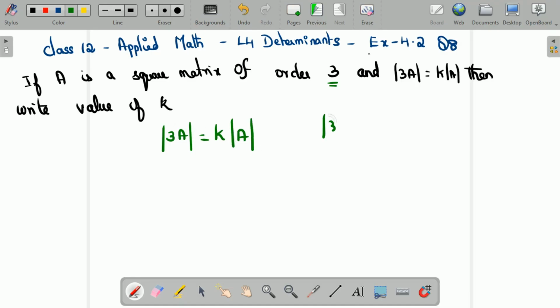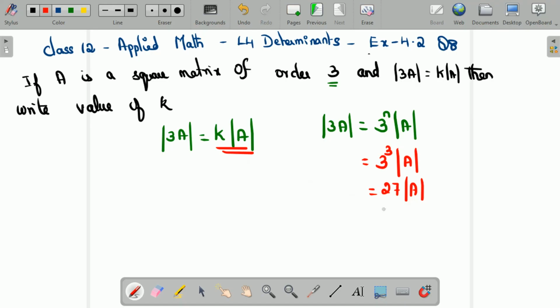But we know that determinant of 3A is equal to 3 power n into determinant of A, where n is going to be the order of the matrix. So since here n is equal to 3, this can be written as 3 cube determinant of A. So 3 cube is nothing but 27 into determinant of A. So if you compare K into determinant of A and 27 into determinant of A, we realize that K's value is equal to 27.